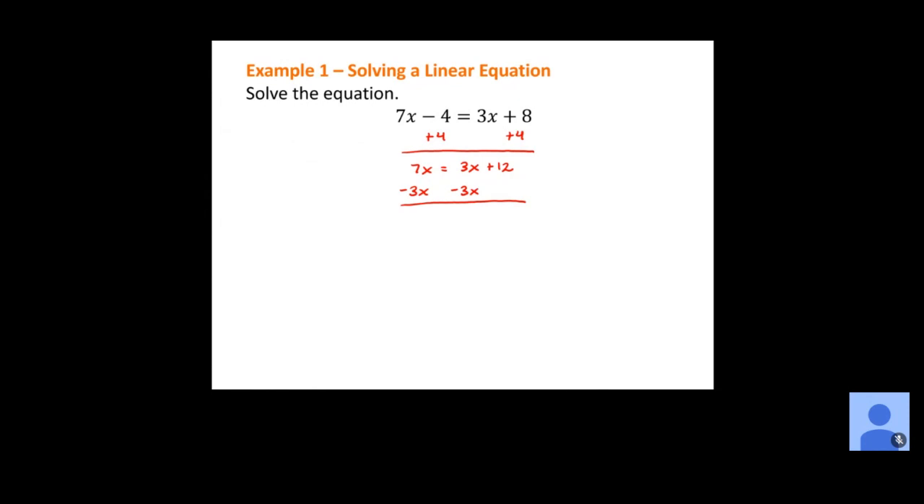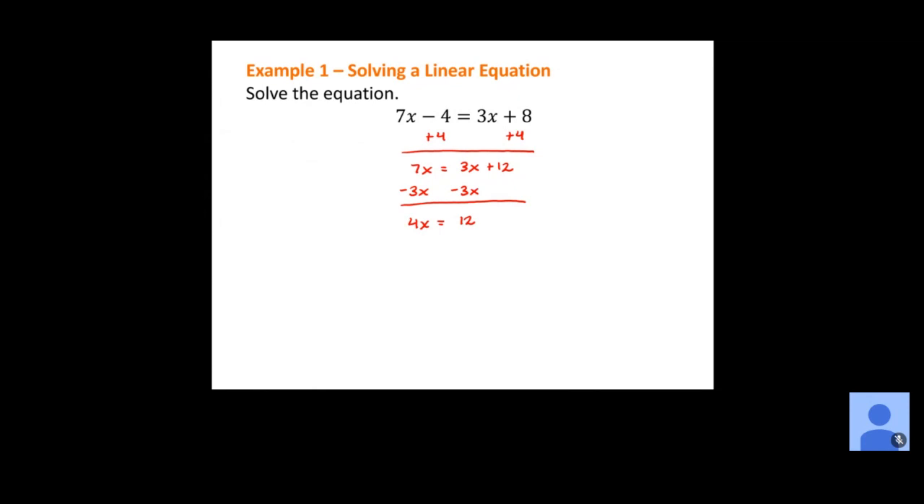Okay, so what's that going to give us on the left-hand side then? 7x minus 3x leaves us with 4x. My 3x and 3x on the other side cancel out, and so we're just left with 12 now. Now that we've got all of our x's together, now what can we do?